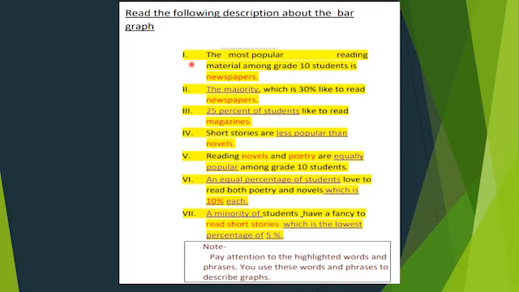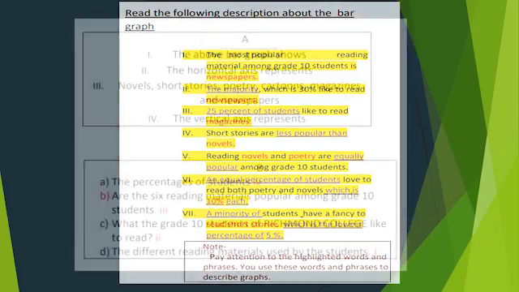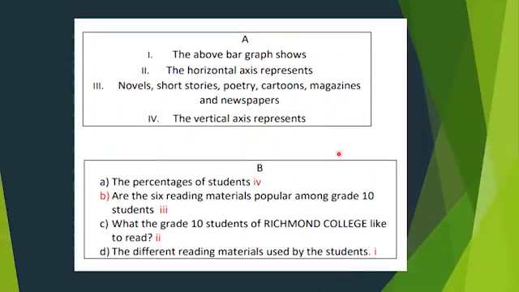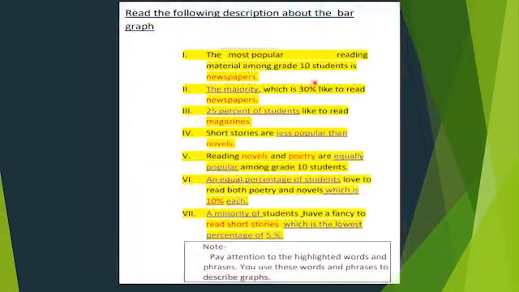Sentence number 1. The most popular reading material among grade 10 students is newspapers, and the majority, which is 30%, like to read newspapers. You can notice the sentences with the bar graph. Right. Then let's take the next sentence. 25% of students like to read magazines. Let's see the bar graph.